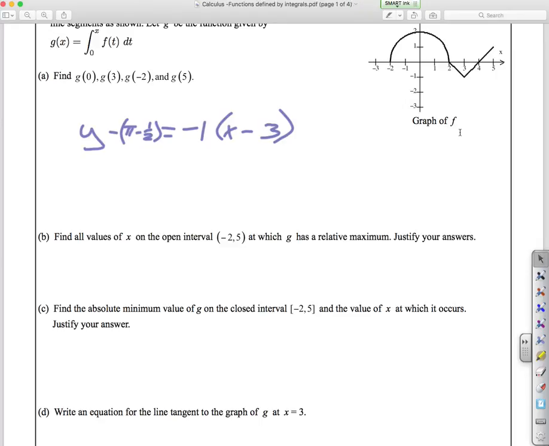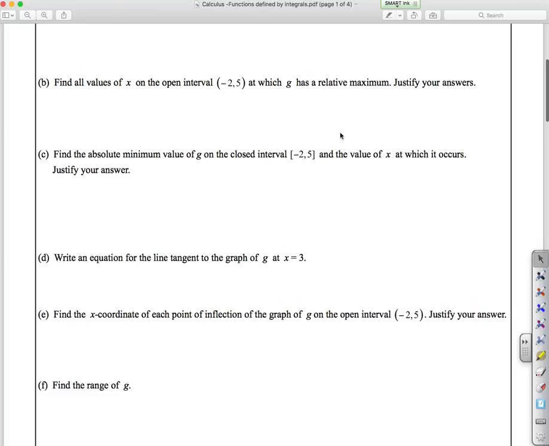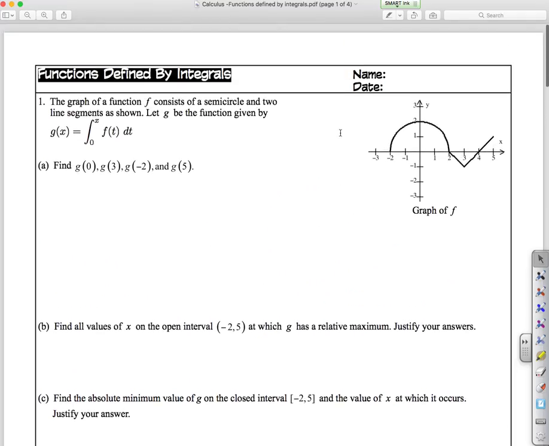All right, is there another question down there as well? Oh, 2 more? Some more. All right, x coordinate of the point of inflection of the graph of g between -2 and 5. So we ought to be able to knock this out.